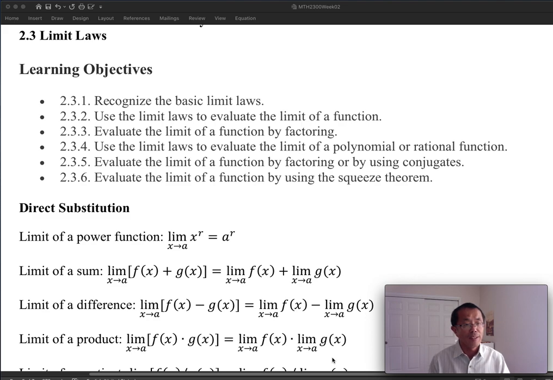Calculus 1. We are moving to section 2.3, some further discussions of limit laws. I hope you remember, so far we covered two ways to find our limit. We can use a graph, and also we can use table values to find our limit. But I really want you to know there are issues with those two approaches.